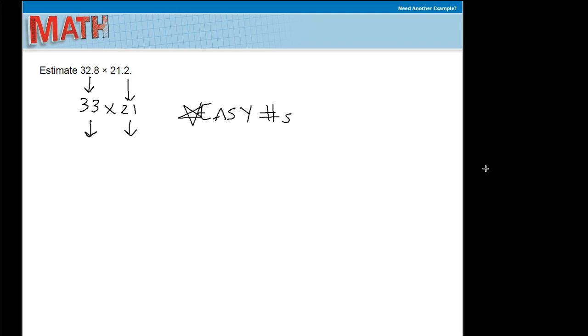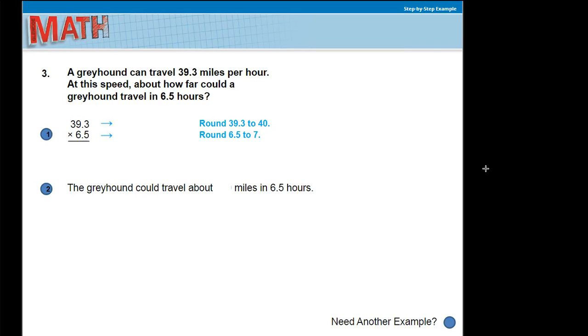That's very, very important. So I'm going to make this into 30, and I'm going to make this into 20, because I know that 2 and 3 multiplied together is 6, and if I multiply 30 times 20, I'm going to get 600. Easy numbers. You don't want to make this any more complicated than it has to be. All right, so we have a real life scenario.